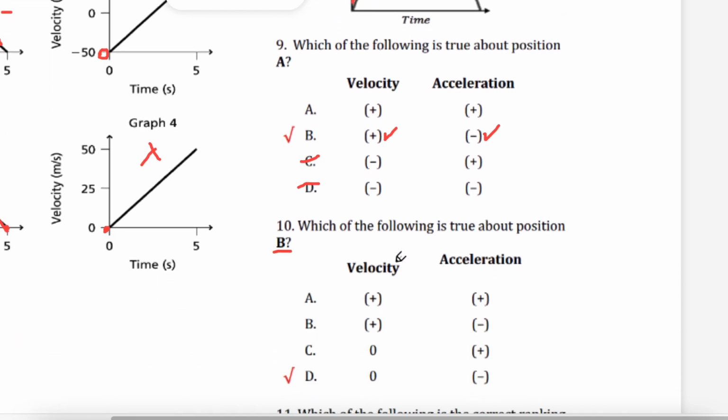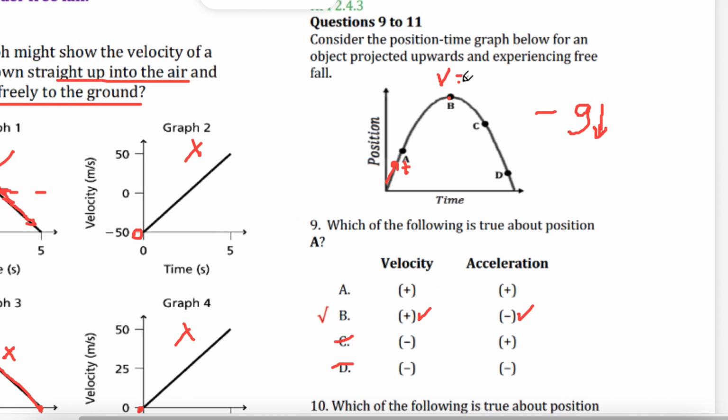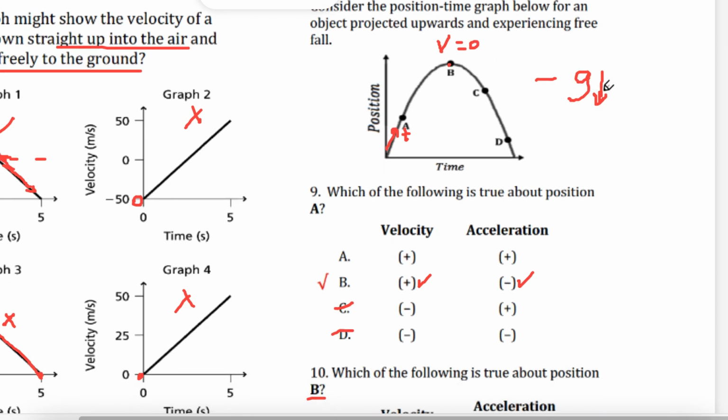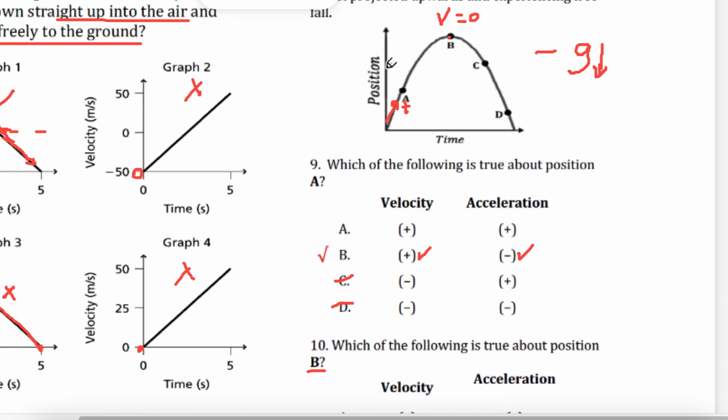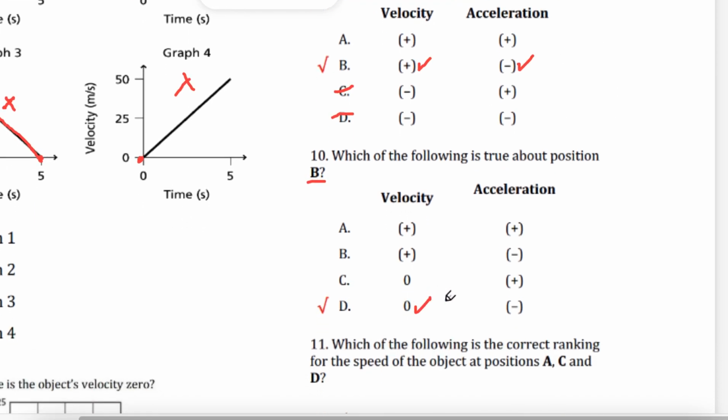What is true about position B? Where is that? At the top. Velocity, just like over there on the left-hand side, velocity is 0. If velocity is 0, acceleration is still minus 9.8 or minus 10, depending on the exam. This is going to be negative, and that's why we have velocity of 0 and acceleration negative.